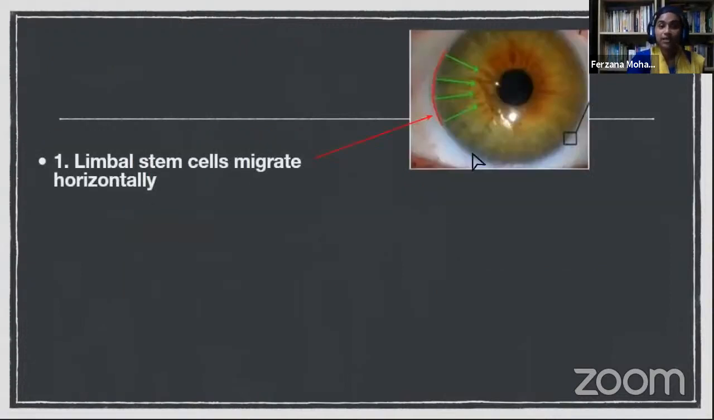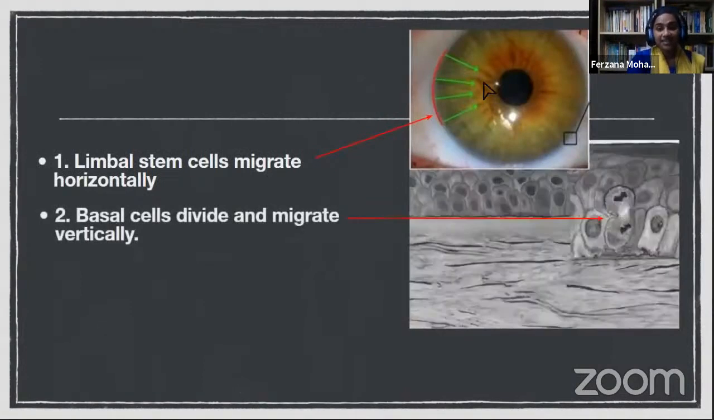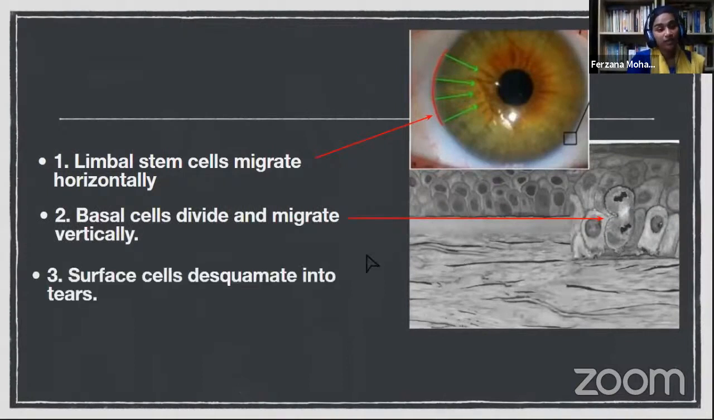In the first step, the limbal stem cells migrate horizontally to the center and form the basal cells. In the next step, these basal cells divide by mitosis and move vertically and become the surface cells. At this point, the older surface cells desquamate into the tears. This three-step process is called the XYZ hypothesis, where X is the vertical migration, Y is the horizontal migration, and Z is the loss into tears.